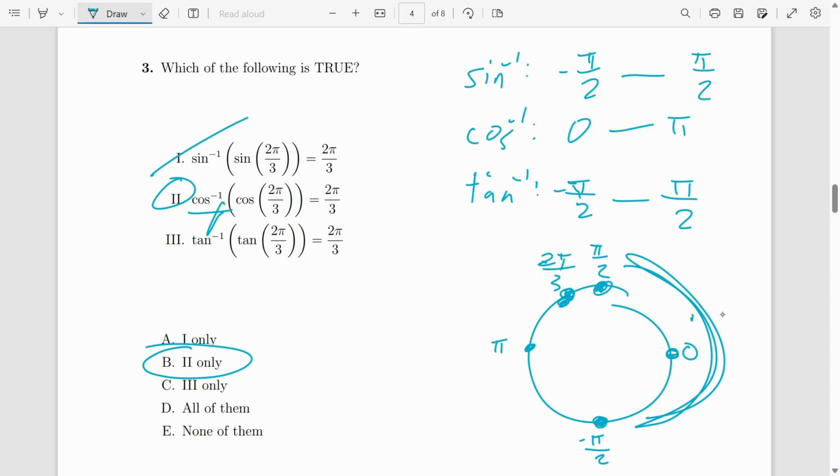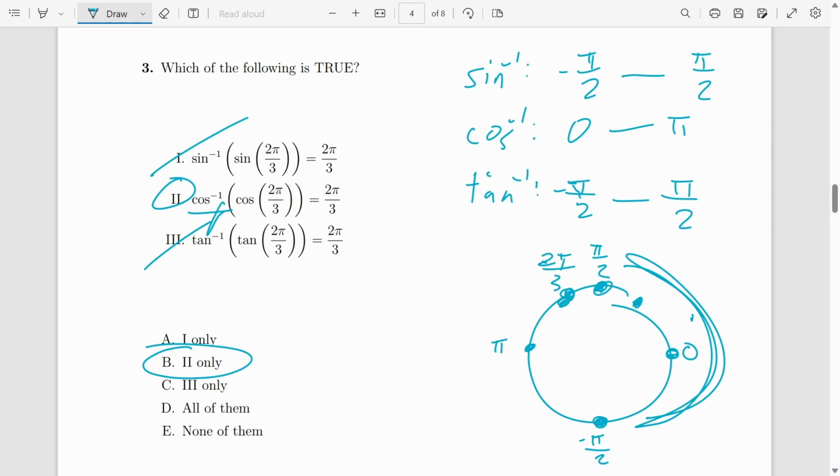2 pi over 3 is not within that arc, so when you do the inverse tangent of the tangent of 2 pi over 3, you will get something other than 2 pi over 3. In this case, I think you'll just get pi over 3 again, which is right there. So we know that one is false. We know that B, 2 only, is true.